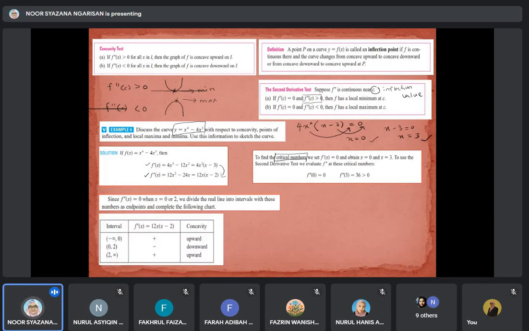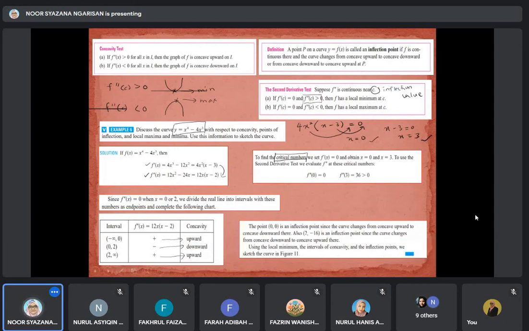Ini dia buat table. The table is a bit different. Dia tak ada second column. Kalau macam yang saya ajar tadi ada second column, kita pilih test value. This one cuma ada interval. And then kita ada ni, ini untuk sign, nak cari sign, dapat positif, negatif, positif. So when positive, concave upward; negative, concave downward; positive, concave upward.